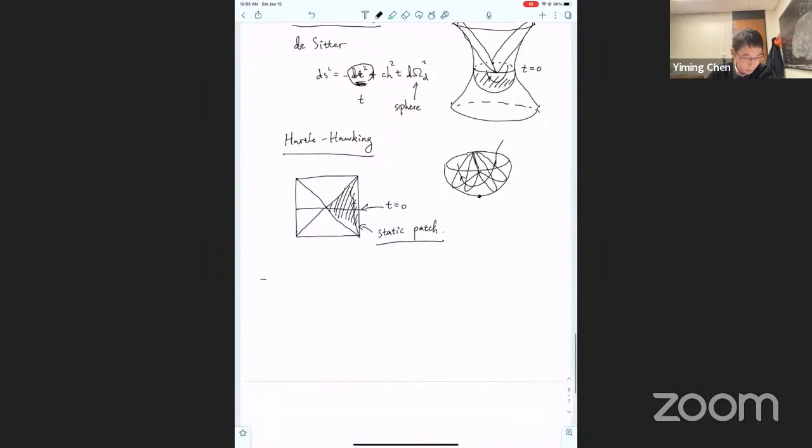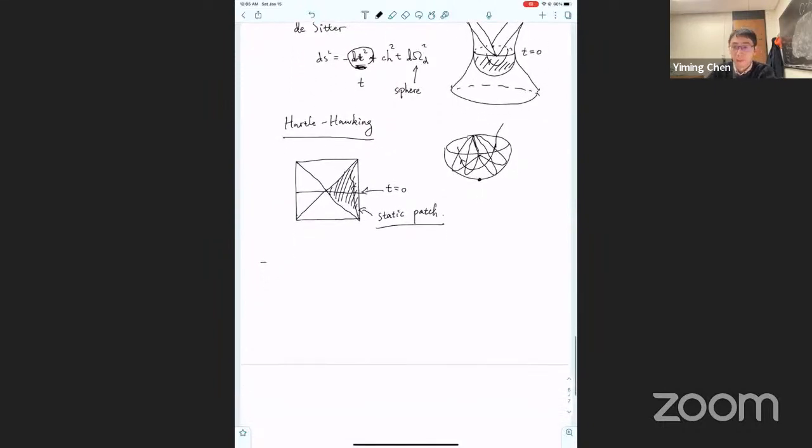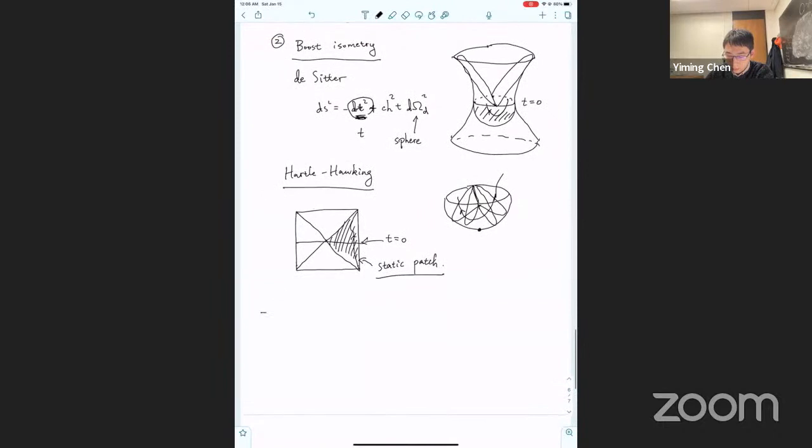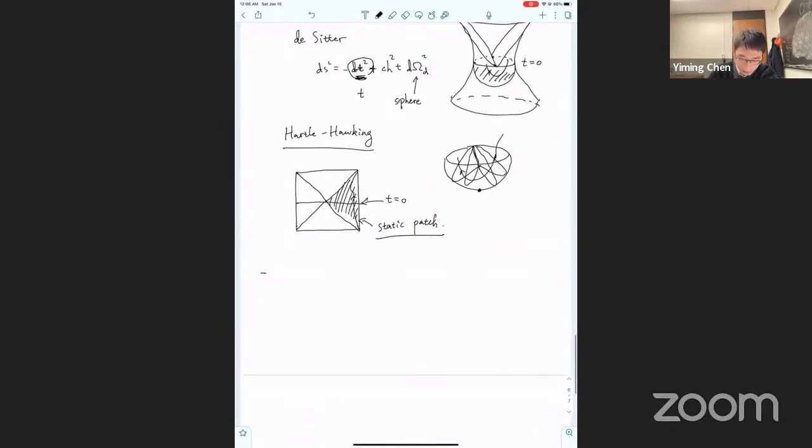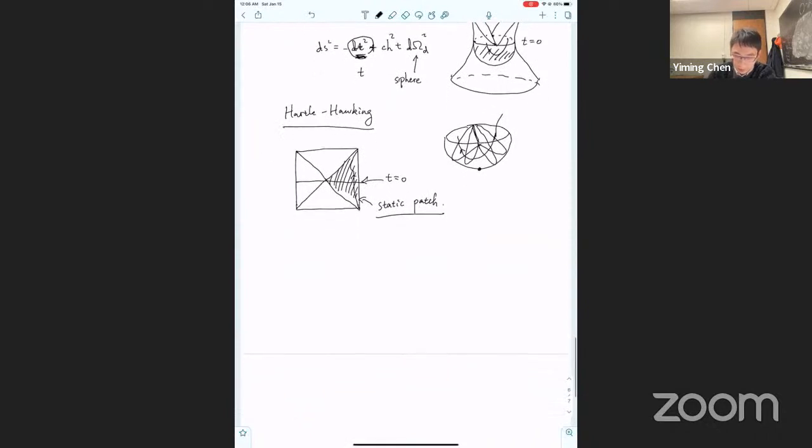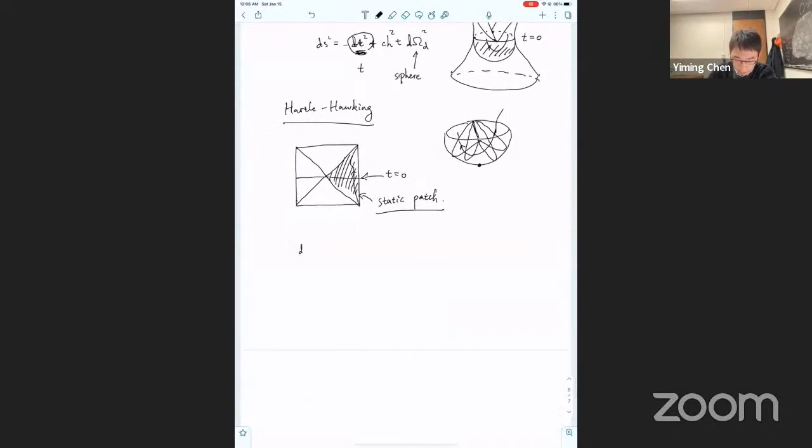Okay. Yeah, hi, I have a question. Why do you have a half sphere on the t equals 0 slice rather than a full sphere? Oh, yeah, maybe I should explain this a little bit better. This is not really the focus, but let's see. The reason is that, let me just write down the metric again and explain.